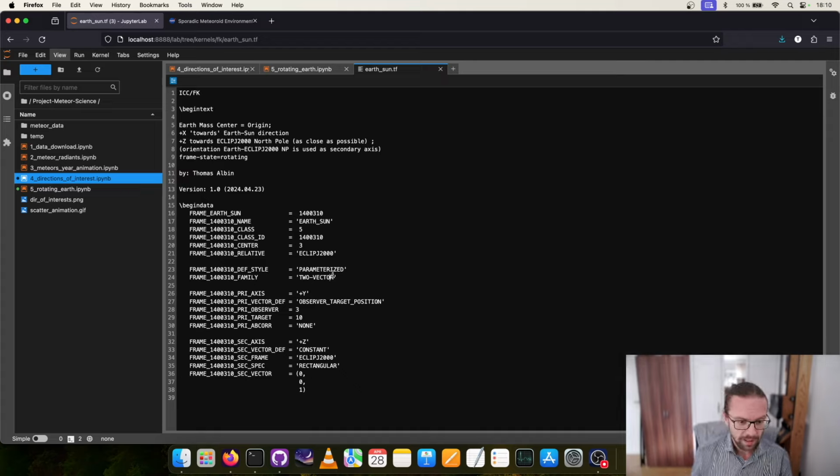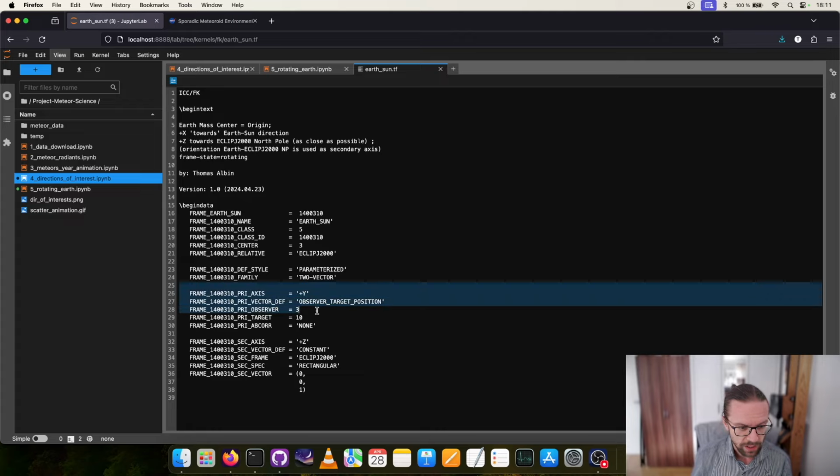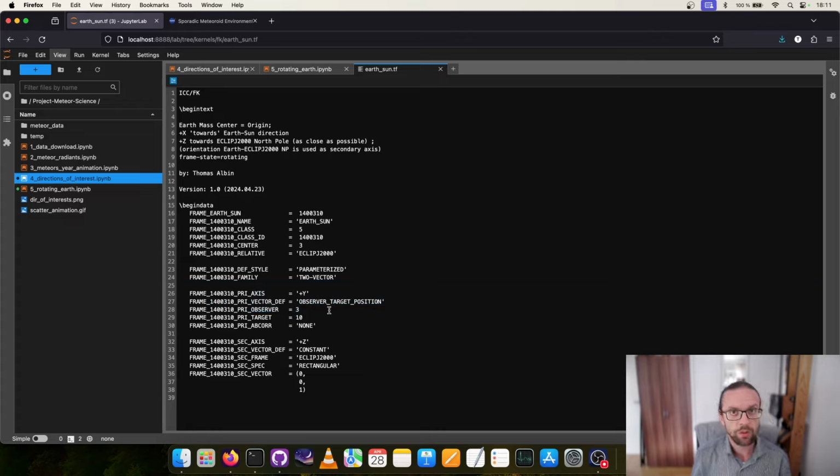The y direction points from the Earth to the Sun, and the z direction is basically, let's say, the north pole of the ecliptic plane. Yeah, and why do I do this? Well, we will see in the plot.